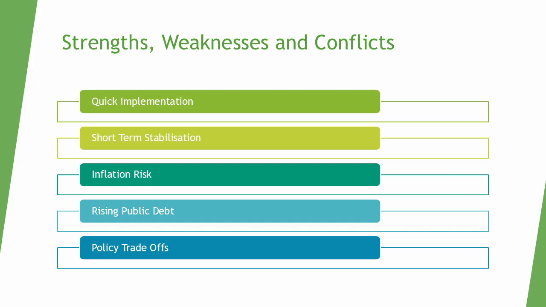Policymakers may face a conflict between controlling inflation and reducing unemployment, as policies that boost demand can lower unemployment but raise inflation. There is also a trade-off between short-term economic growth and long-term stability, where expansionary policies may increase debt and inflationary pressure. Additionally, using fiscal and monetary policies together can create conflicts where one policy offsets the effects of the other, reducing overall effectiveness.